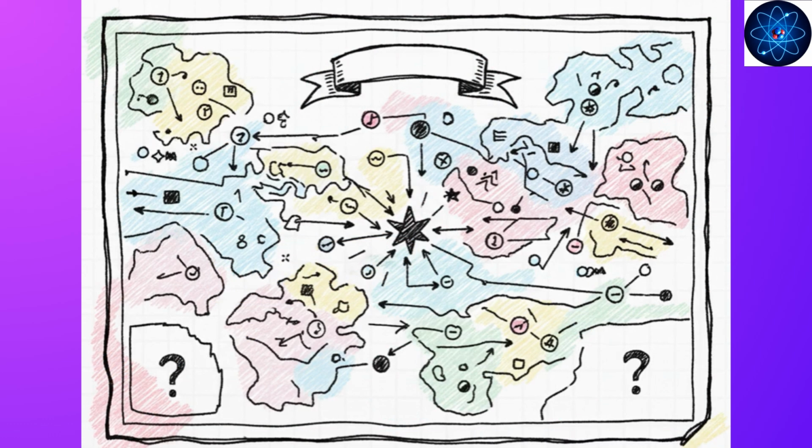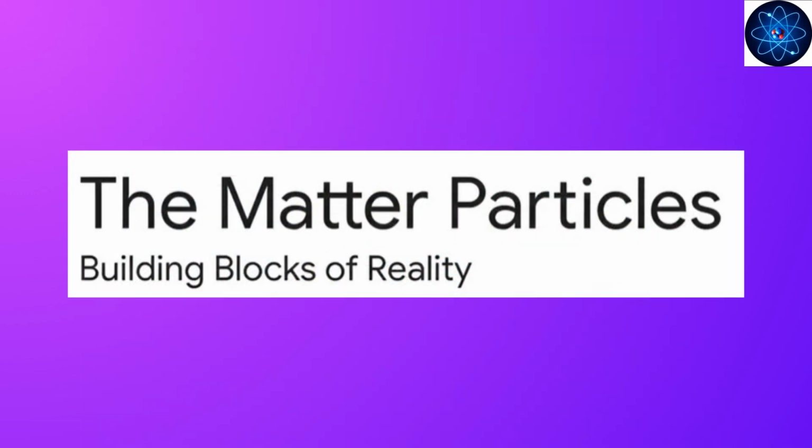And for the last 50 years or so, our best answer to that question has a name: the Standard Model of Particle Physics. Now, don't think of it as some scary, complicated theory. It's much better to think of it as a map. It's the most detailed, most successful map we've ever made of the fundamental bits and pieces that make up our universe.